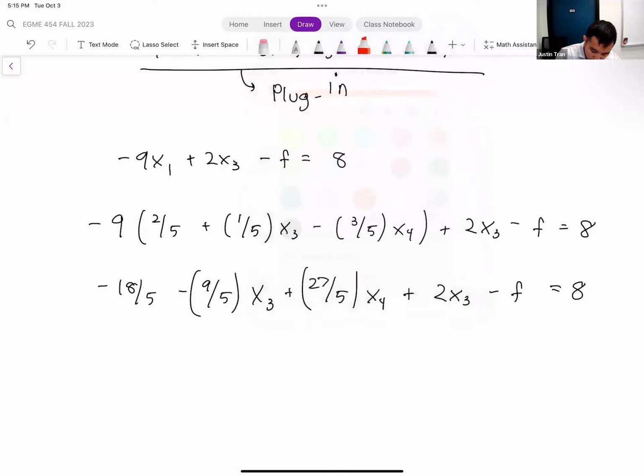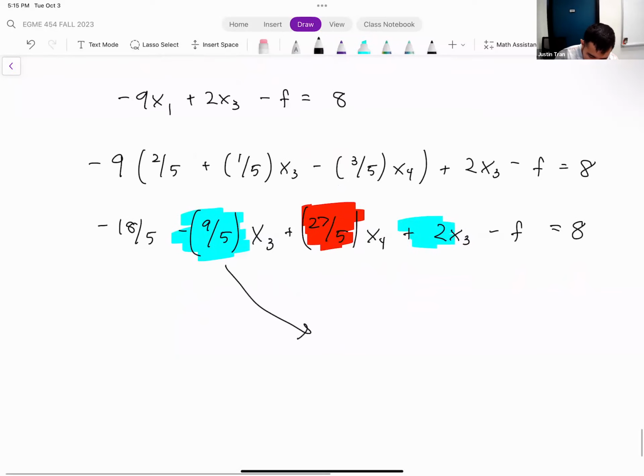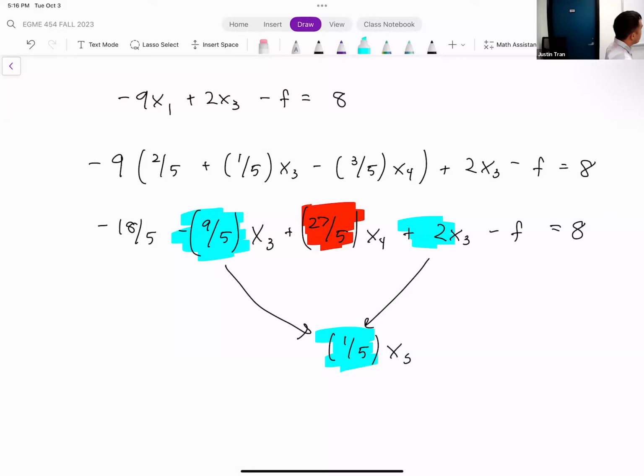You look at the coefficient for x4. There's only one x4 term here, and it's a positive 27 over 5. So we're good on the x4 front. Let's check x3. Our coefficients for x3, we have a minus 9 over 5 here, and a positive 2 here. And so we combine those together, and we're fairly on the safe side here. So 2x3 is the same thing as 10 over 5, and so we have a positive 1/5 x3. The minus 18 over 5 goes to the other side of the equation, so that one doesn't matter. Since our x4 has a positive coefficient and our x3 has a positive coefficient, that tells us that we can stop here.